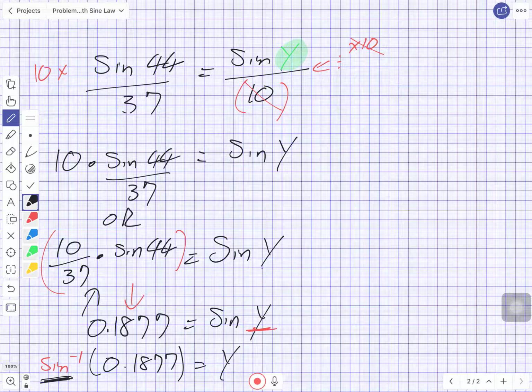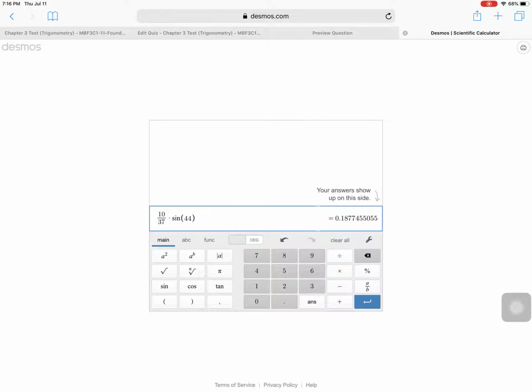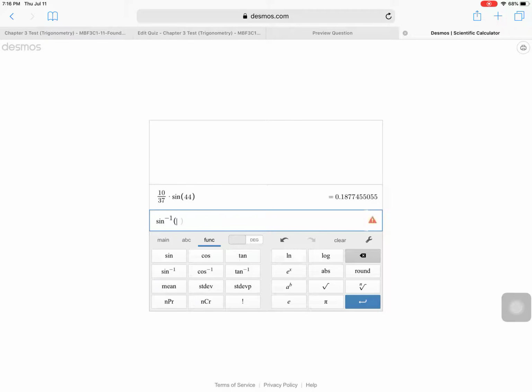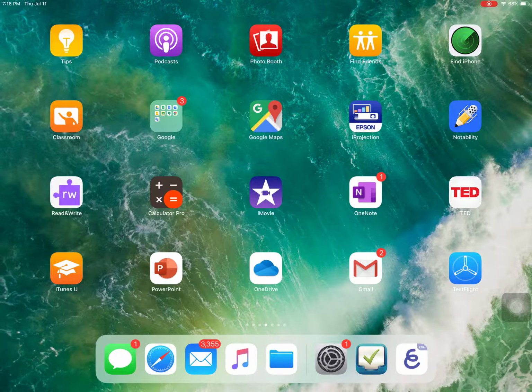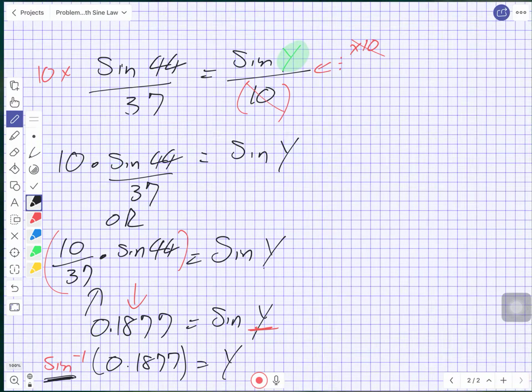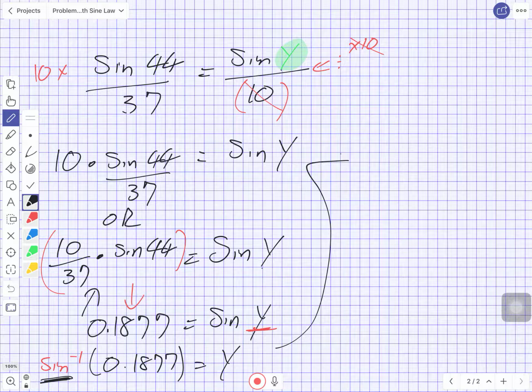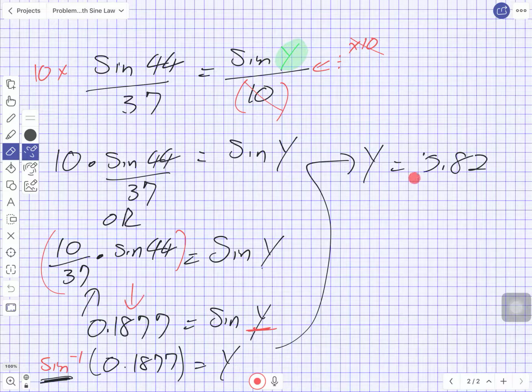So let's put it back in our calculator. What's nice is we can save our answer from before. I can start a new line and I still have my answer. I need the inverse. There we go, sine inverse of my answer from above. Perfect. Brought it right back in, and it gives me a value, 10.82. So y is equal to 10.82, and remember, this is degrees.